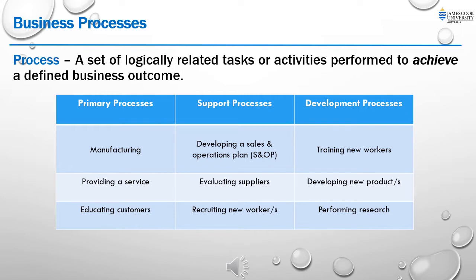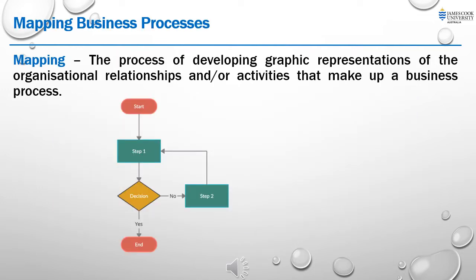So you can see in the big picture, we also have different primary processes, where they are, support processes, what are they, and also development processes as well. It's very important to visualize those processes, or we call it mapping. It's a graphical representation of organizational relationships and activities that make up the businesses.